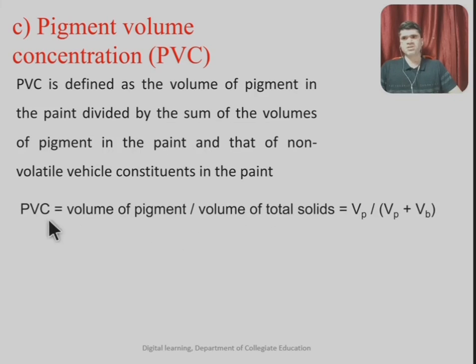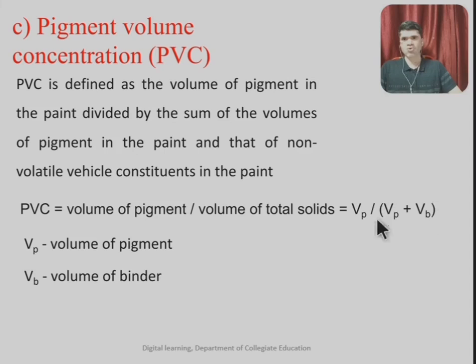So the formula is given as PVC is equal to volume of pigment divided by volume of total solids. That is Vp divided by Vp plus Vb. So Vp is the volume of pigment, divided by the total volume, that is volume of pigment plus volume of binder. So this is pigment volume concentration.